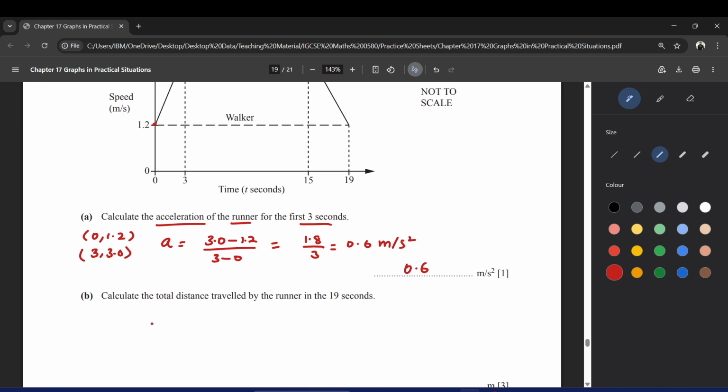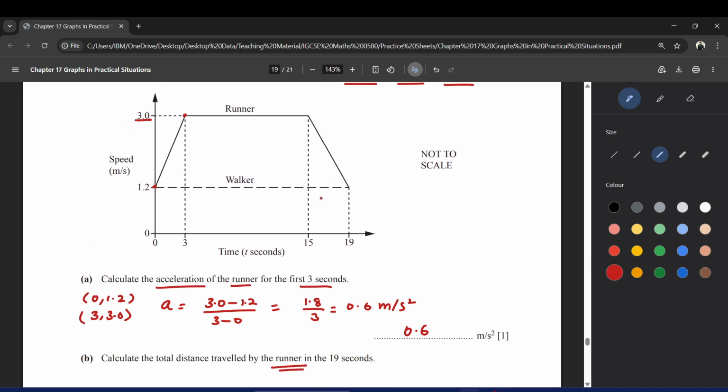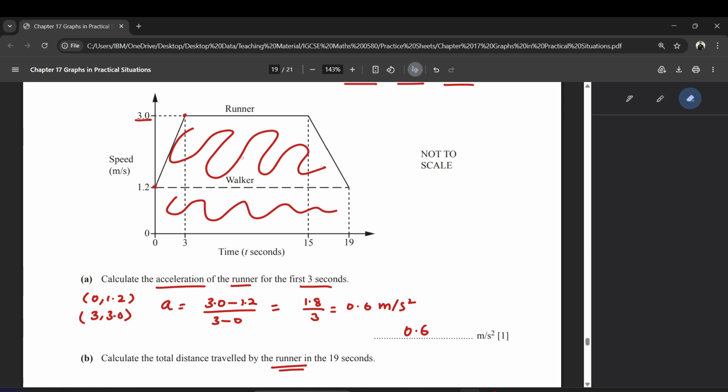Part B, calculate the total distance traveled by the runner in the 19 seconds. So we are interested in finding the distance traveled by the runner. That means the whole area under this graph, everything. Again, it has already been divided for us. With this dashed line, we can see a rectangle, which is this area, and then a trapezium, which is this area. Together that will give us the total distance traveled by the runner.